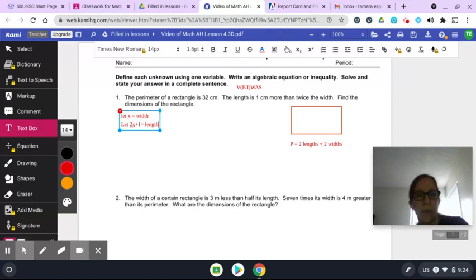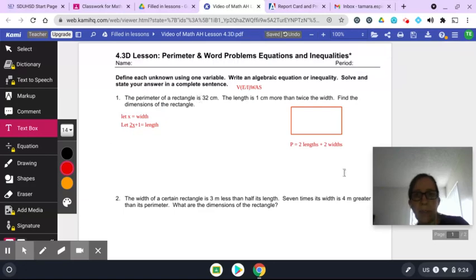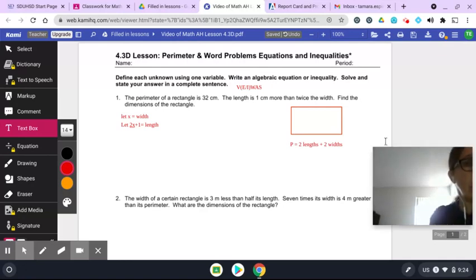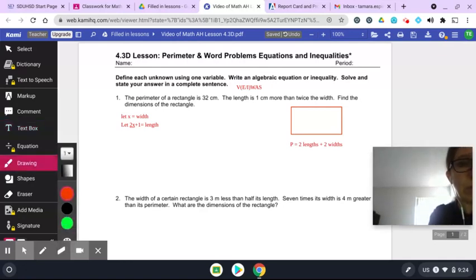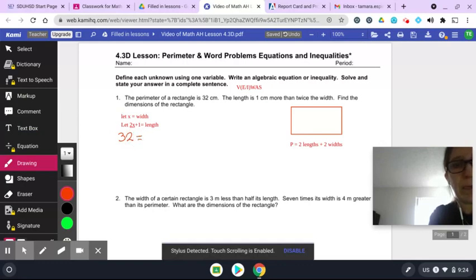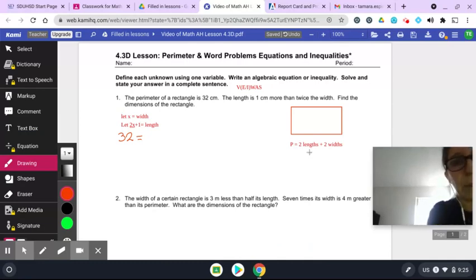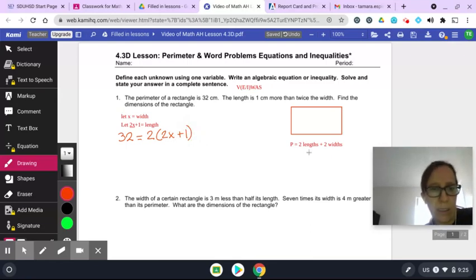So now I can build my equation because I have my perimeter. It says the perimeter of the rectangle is 32. So from here, my P is a 32. So 32, and my 2 lengths, so equals 2. My length is a 2x plus 1. And my width is an x. So 2x. Okay, I have an equation. It's not pretty. It's not simplified, but it's an equation.